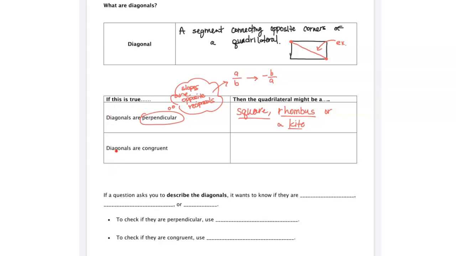If it is true that the diagonals are congruent, then this might be a square or a rectangle. Remember that another word for congruent is equal. So if you calculate the distance, or the lengths, of the two diagonals and they come out to be equal, then that shape might be either a square or a rectangle.